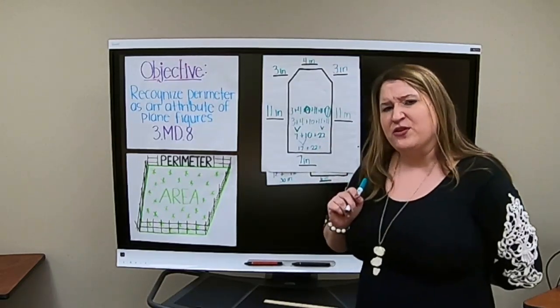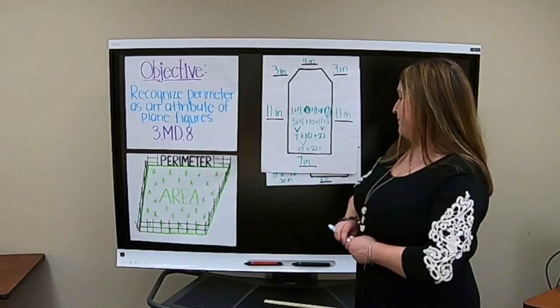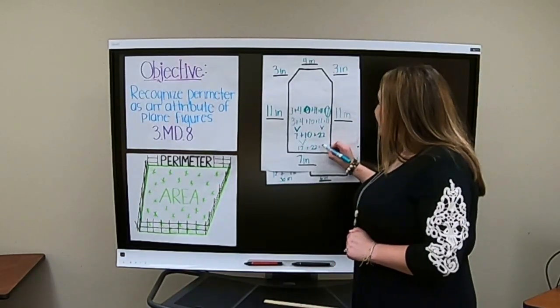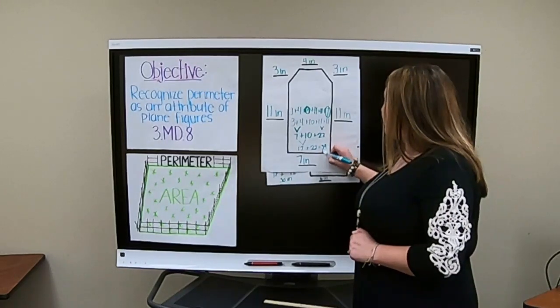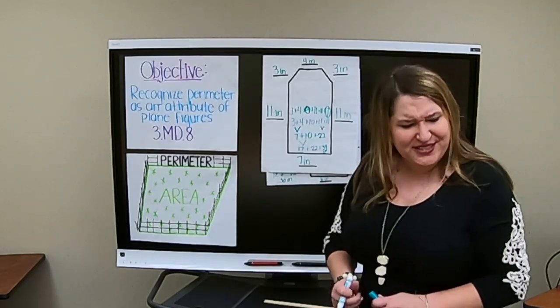So tell me if you can find the answer to 17 plus 22. All right, the correct answer is 39. So the perimeter of this object is 39 inches. You guys are doing an awesome job.